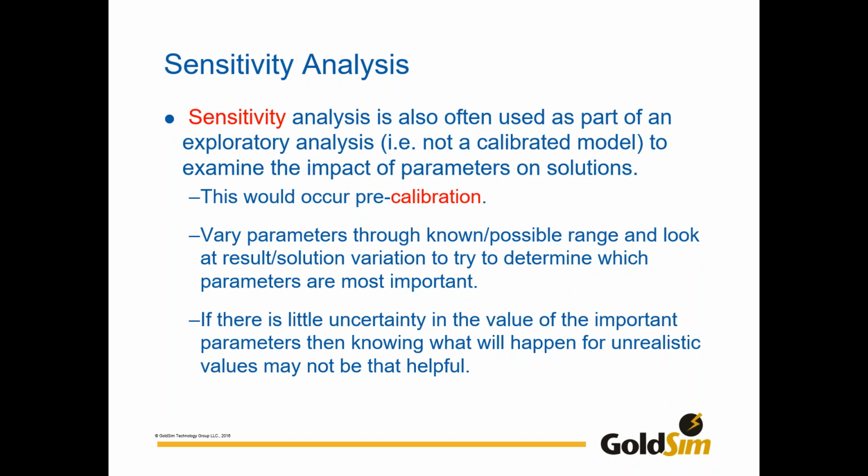And this often occurs pre-calibration. So you'd vary the parameters through a known possible range and look at a result or solution variation to determine which parameters are most important. The one drawback with this approach is if there is little uncertainty in the value of the important parameters, then knowing what will happen for unrealistic values for your particular system may not be that helpful.